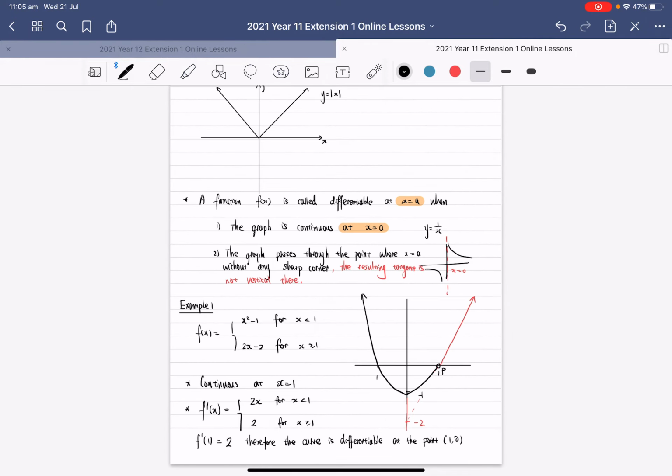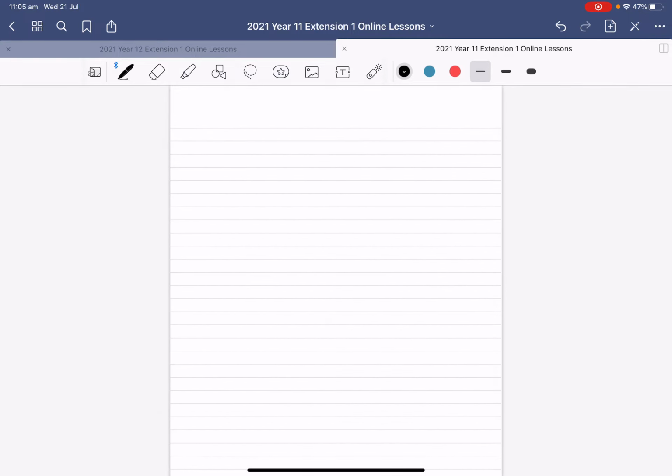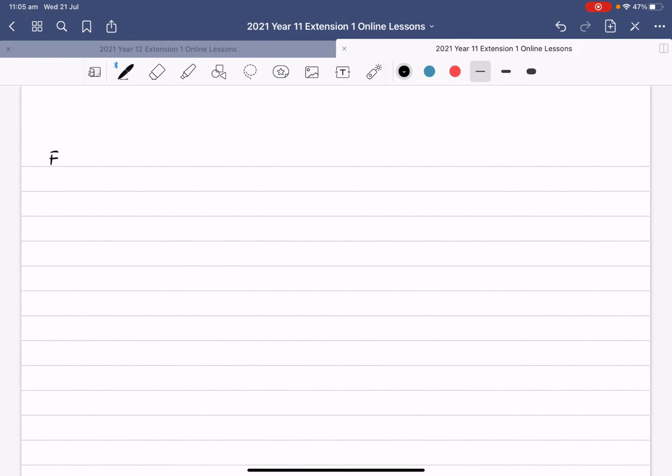That's just one example to show you if the function is differentiable at that particular point or not. So now let's move on to another example. This time I'm just going to find an example from the textbook.